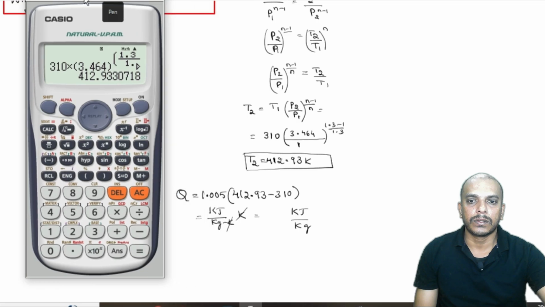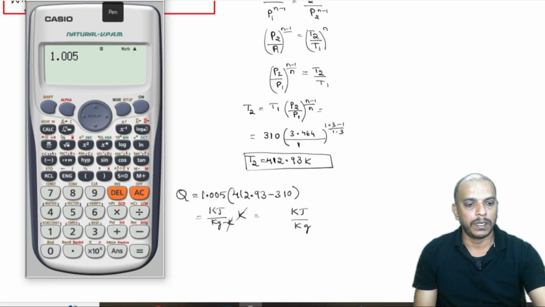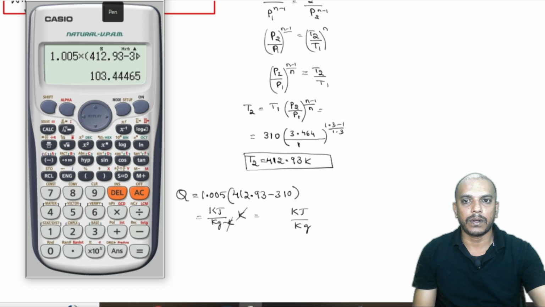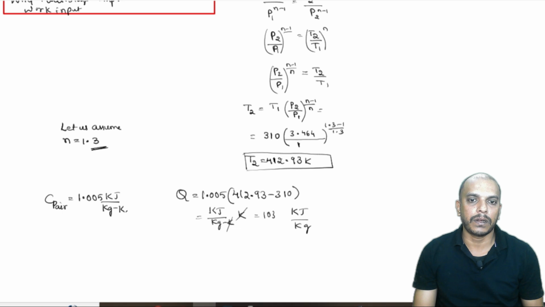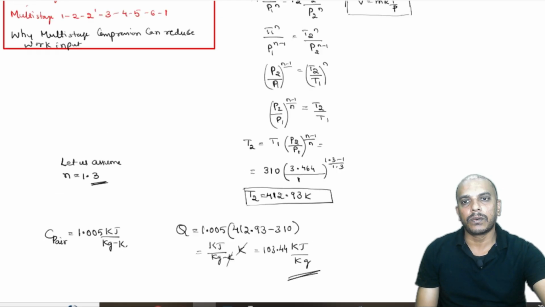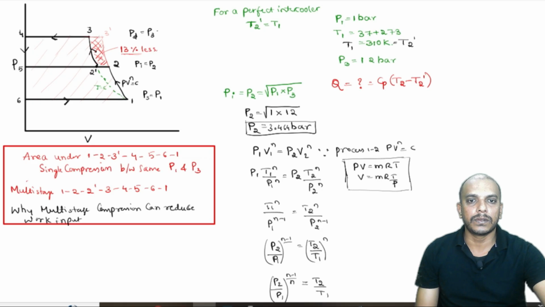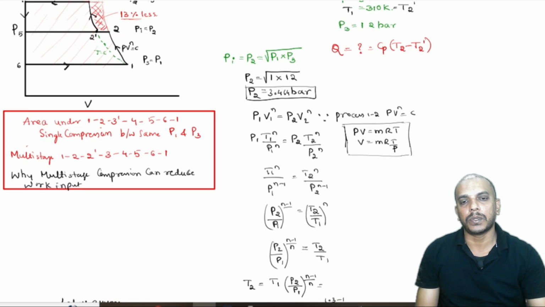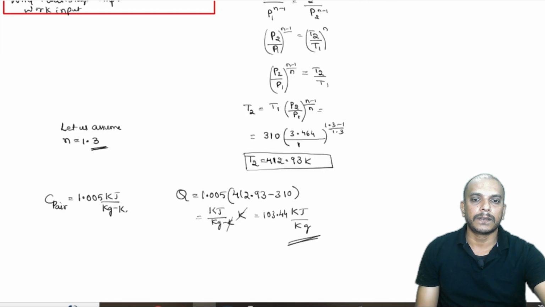Okay. So, 1.005 into (412.93 minus 310). That will be our answer for heat rejected in an intercooler: 103.44 kilojoule per kg. So, even though the work saved in the multistage is given, that is not useful here, because what has been asked can be found out without using that 13% of saved energy. So, this is our heat rejected in the intercooler.